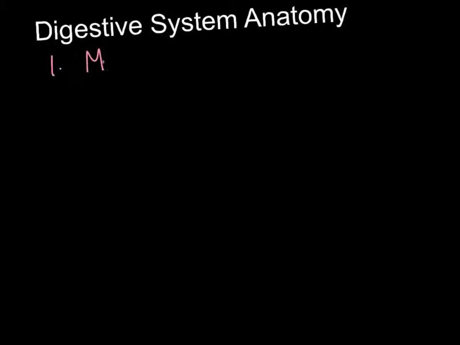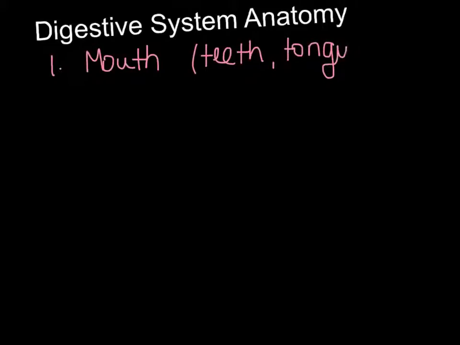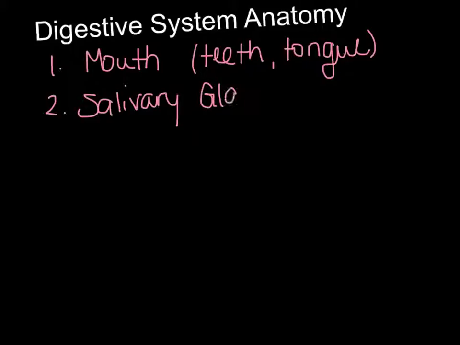Number one, the mouth. And we said in the mouth we use our teeth and our tongue. And then throughout there are salivary glands, which we're going to talk a lot about, what they do. A lot of enzymes. An enzyme, anyone know what an enzyme does?